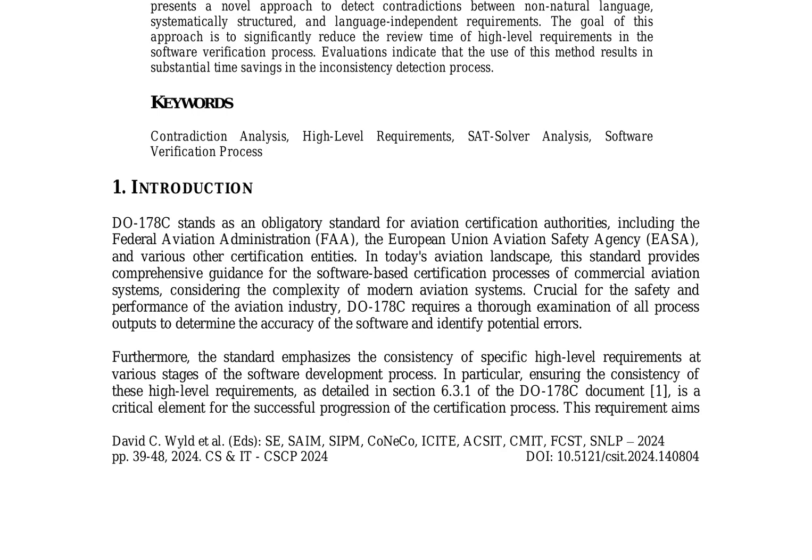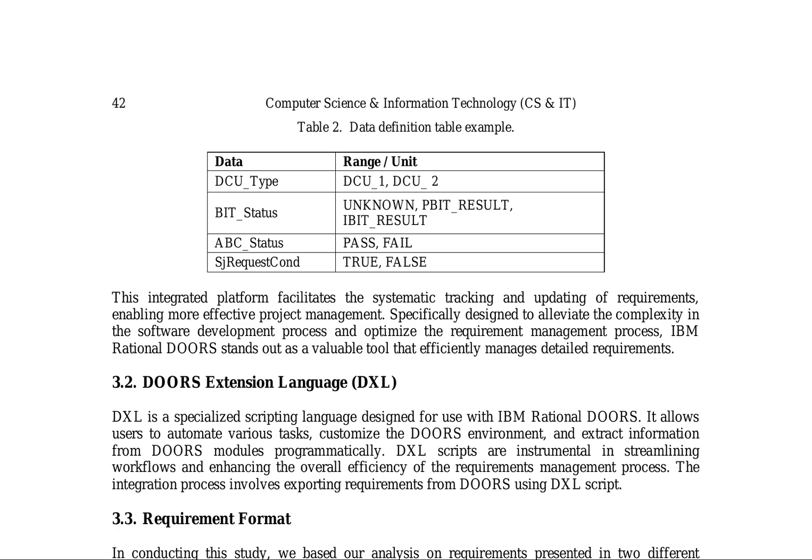The study leverages IBM Rational DOORS and the DOORS Extension Language, DXL, to automate the review process, reducing the time spent on reviewing high-level requirements and minimizing potential reviewer errors. A dataset was created using requirements presented in two different formats, a common avionics software requirements format and a customized version of the Gherkin language. Requirements were rigorously parsed based on their respective grammars, facilitated using ANTLR4.